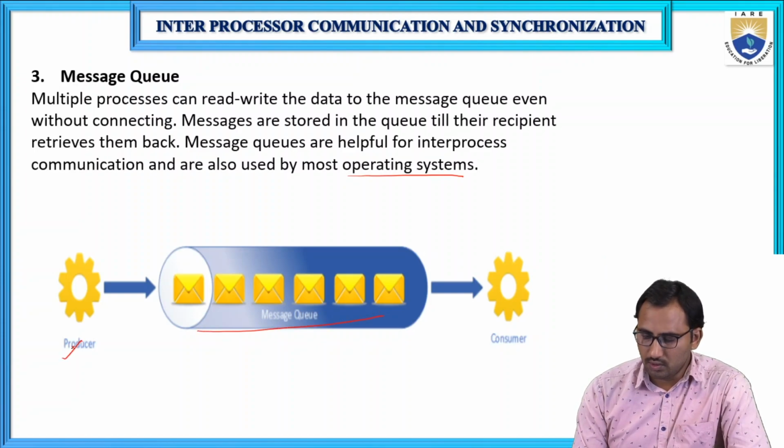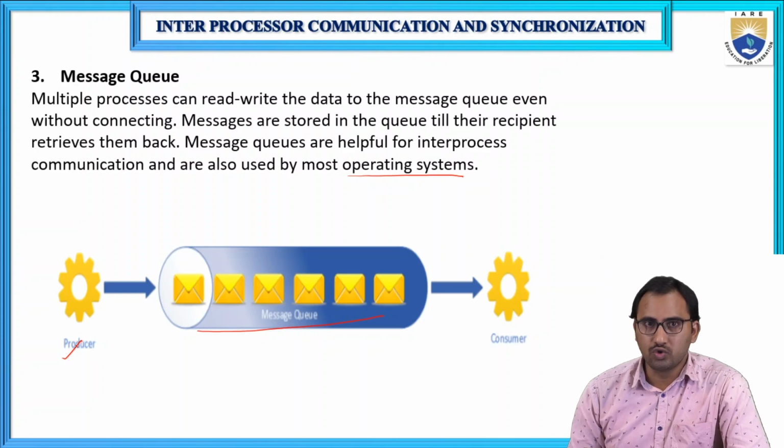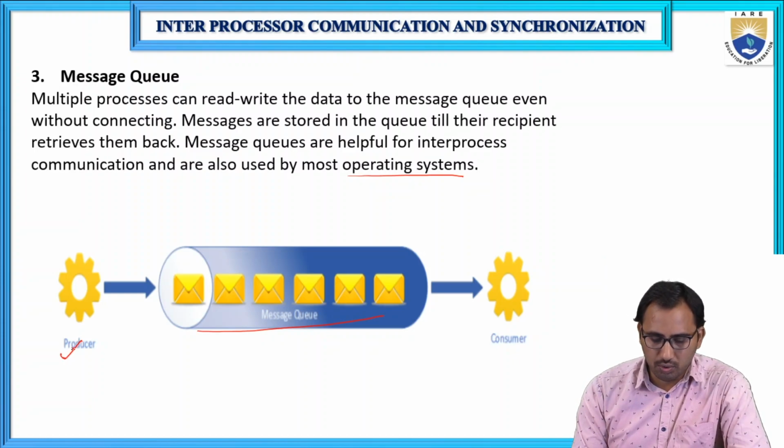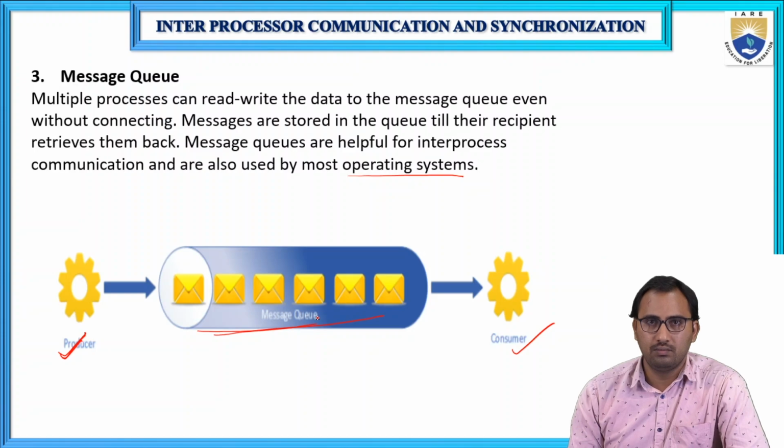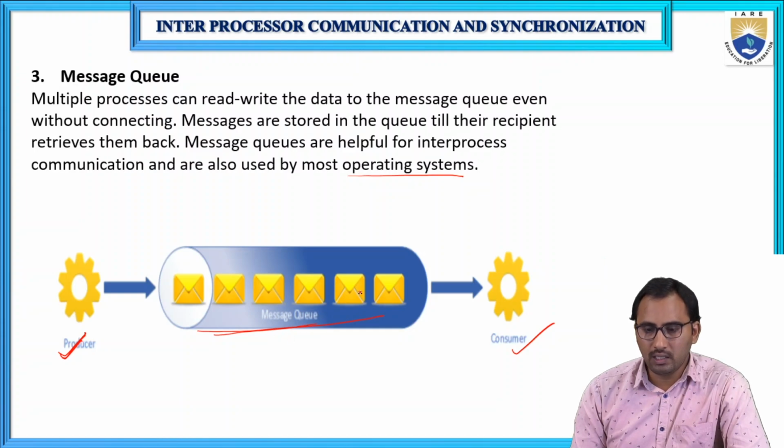So this is a producer-consumer scenario. This is a producer process and this is a consumer process. The producer process produces the data, and that produced data will be placed in the message queue. That data will be available in the message queue until the consumer process receives it.